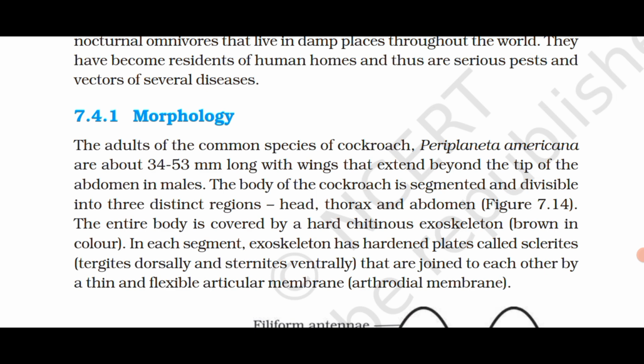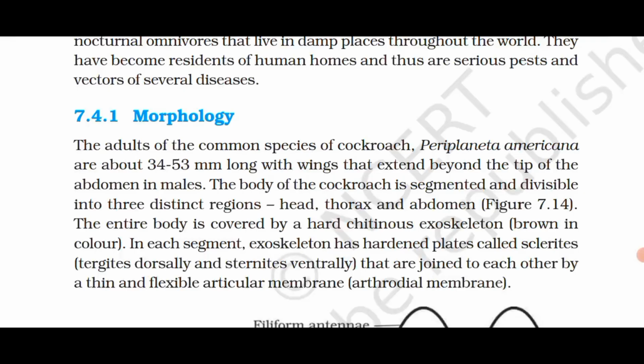7.4.1 Morphology. The adult of the common species of cockroach, Periplaneta americana, are about 34 to 53 mm long with wings that extend beyond the tip of the abdomen in males. The body of the cockroach is segmented and divisible into three distinct regions: head, thorax, and abdomen. The entire body is covered by a hard chitinous exoskeleton, brown in color.